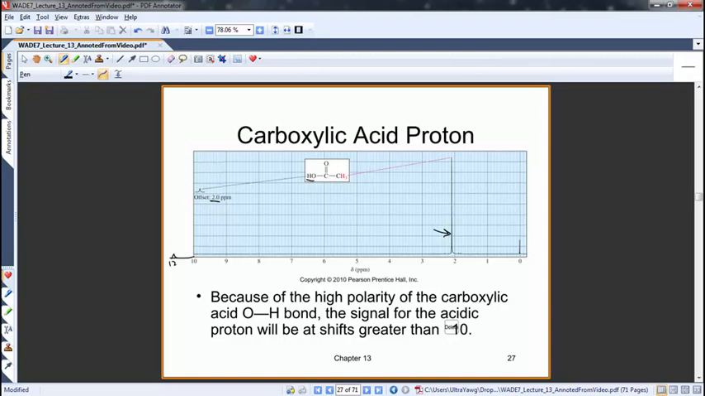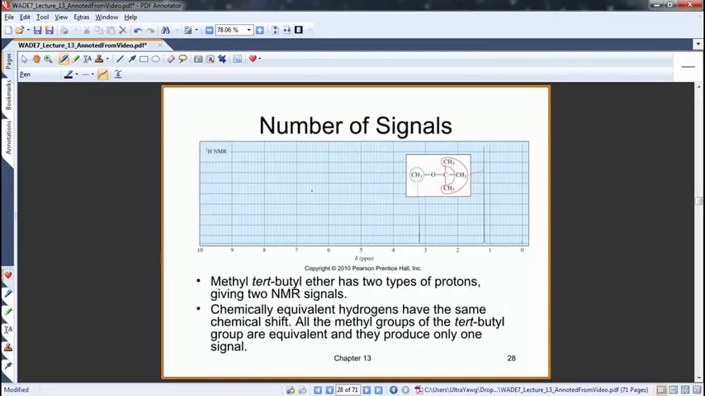That's because it's an OH peak. So, all right. So we have four key factors we need to pay attention to: the number of signals, the location of the signals, the integration of the signals, and the multiplicity of the signals. All right. So let's take a look at the number of signals.